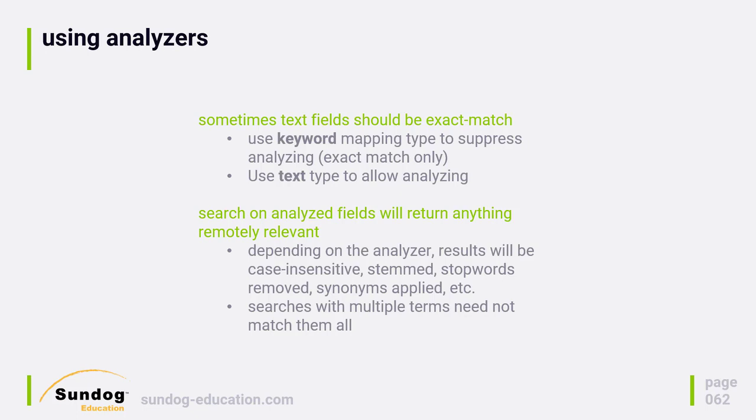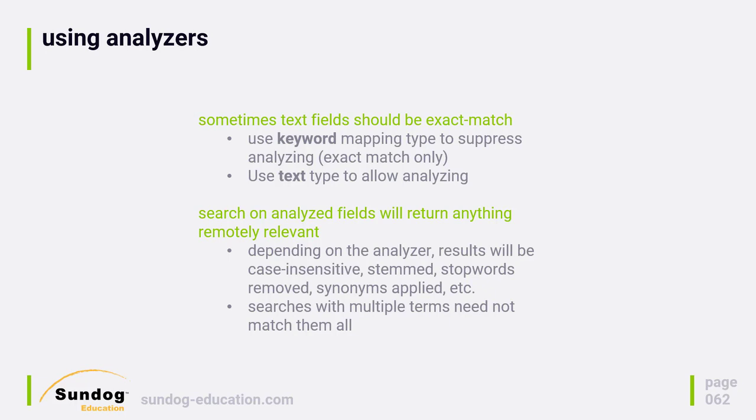are ranked by relevance. Now, if you do want a text field to be an exact match only, you use what's called a keyword type when you're defining your mapping for your index. And that will suppress analyzing on that text field. It will only allow exact matches on a keyword field. So by defining a keyword mapping on a text field, the only return that you're going to get on a search on that field will be an exact match, case sensitive and all, on what's in that field.